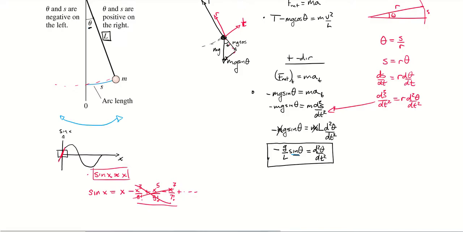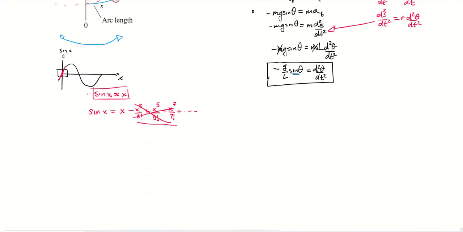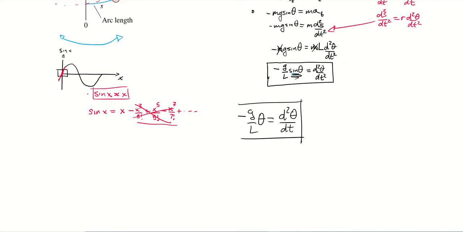So if we make that small angle approximation in our Newton's second law equation, what does it give us? Well, we end up with negative g over L, but we substitute just theta for that sine theta, and that is equal to the second derivative of theta with respect to time. So this is what Newton's second law gives us in terms of our angle theta of that pendulum when it's at small angles.